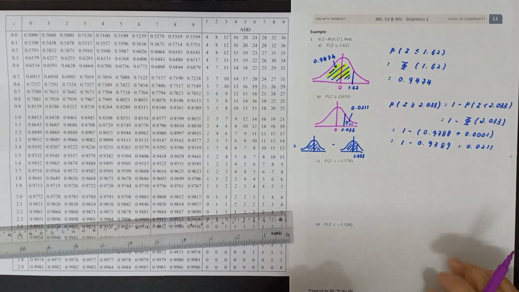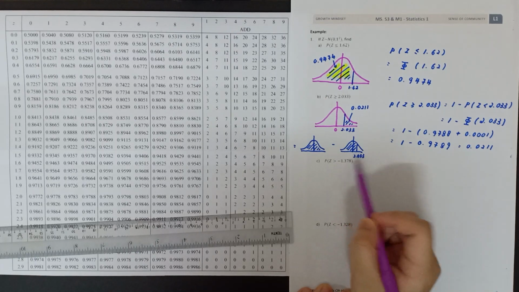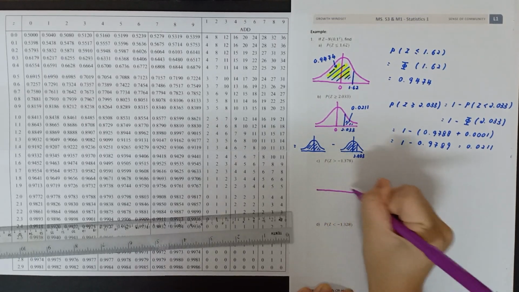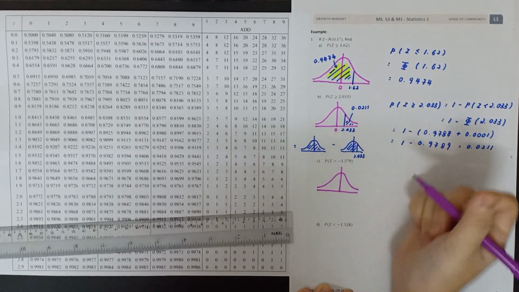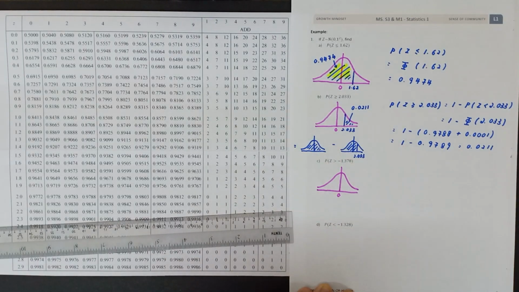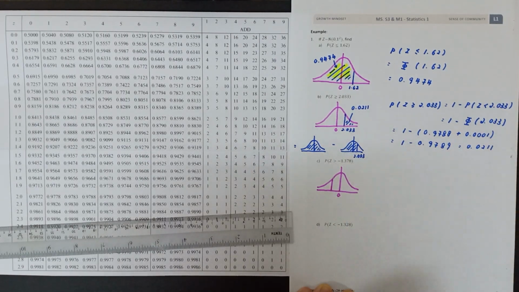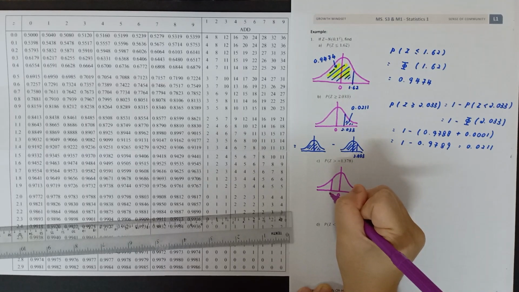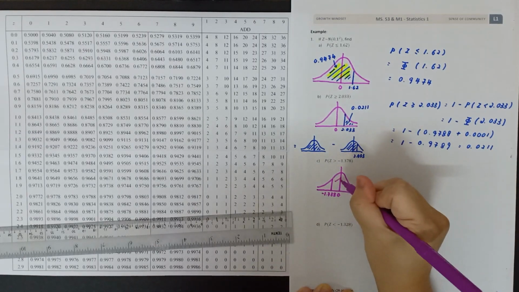Okay, so for C, probability for z greater than negative 1.378. Same thing, I'm going to draw it first. Now you have a negative value, so where should you label your negative z value? It's going to be on your left hand side because it's negative. So this is the negative 1.378, and this is greater than, meaning it is here.